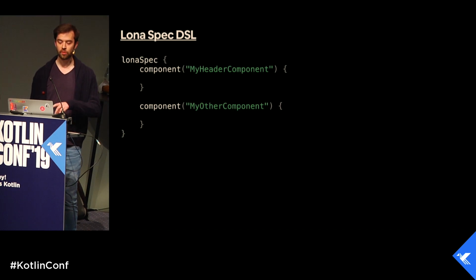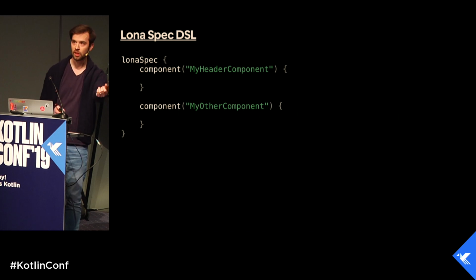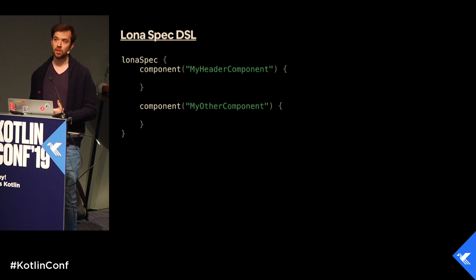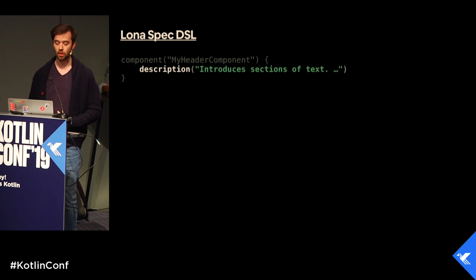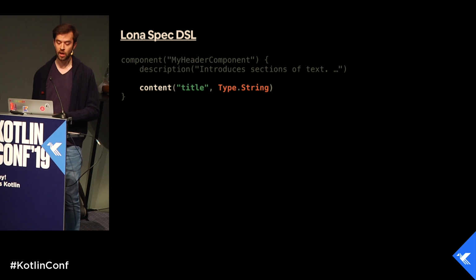So we start with a component function to add a new component to our spec. And of course, it can be repeated to add multiple components. The first parameter is the component type. It's its unique identifier, if you will. And the second is a type-safe builder. Now, the type-safe builder creates a component block, and inside we can add a description of our component for documentation purposes, just explaining when and how to use it. And we can also, of course, define content properties. So here we're adding a title property to our header component, and all we need to do is specify its name and type.